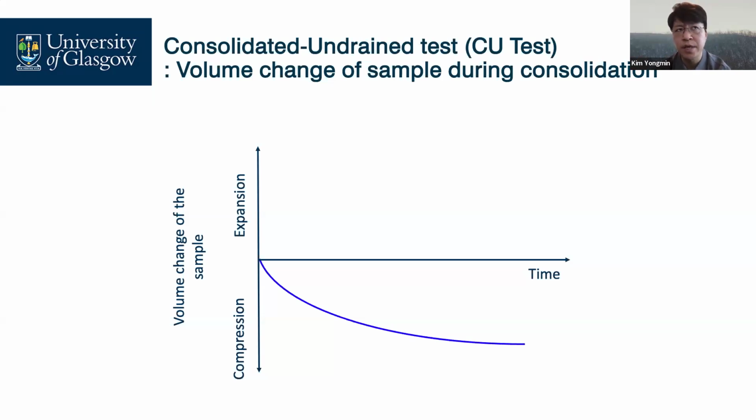So in this case, the way we measure the soil's volume change is by image record. This is our initial soil sample.